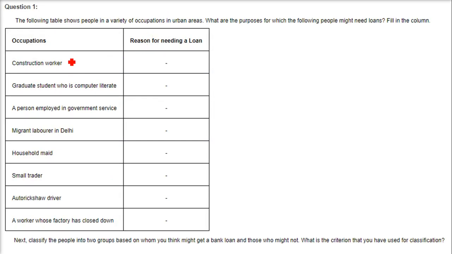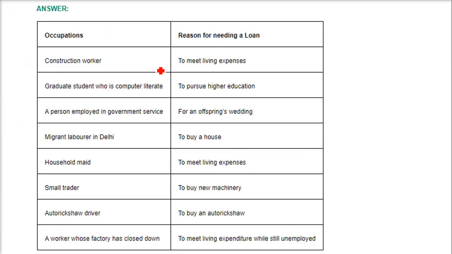This is the project work. This table shows people in a variety of occupations in urban areas. What are the purposes for which the following people might need a loan? Then we have to classify the people into two groups based on whom you think might get a loan from the bank and who might not. What is the criterion that you have used for the classification? So let us see what we can answer here.